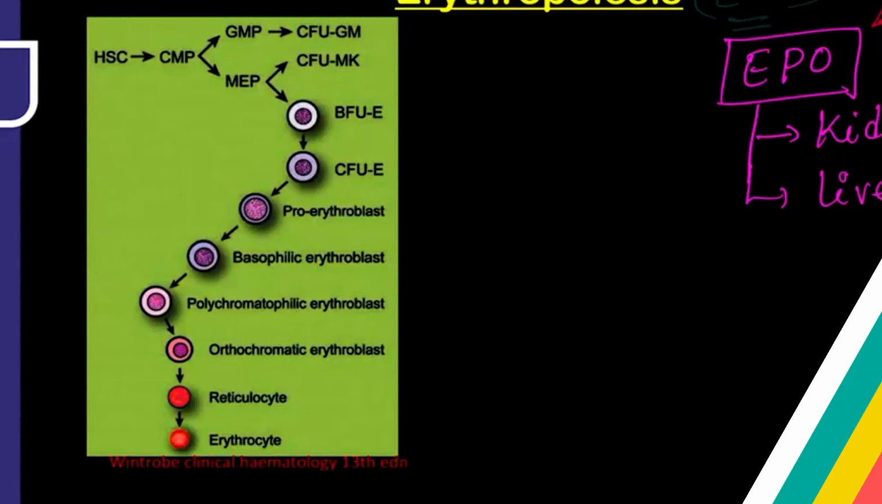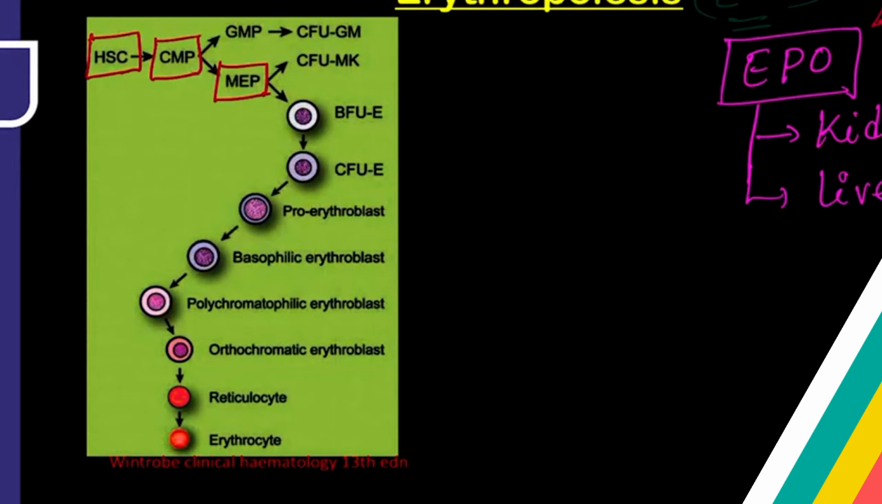RBC number will increase in your blood. So how does erythropoietin increase RBC number, increase RBC proliferation? Do you think that it acts at the level of hematopoietic stem cell? Answer is no. Do you think it acts at the level of common myeloid progenitor? Answer is no. Do you think it acts at the level of megakaryocyte erythroid progenitor? Answer is no. There is no action of erythropoietin up to this level, neither hematopoietic stem cell or common myeloid progenitor or megakaryocyte erythroid progenitor.